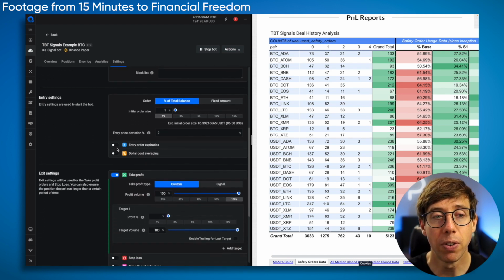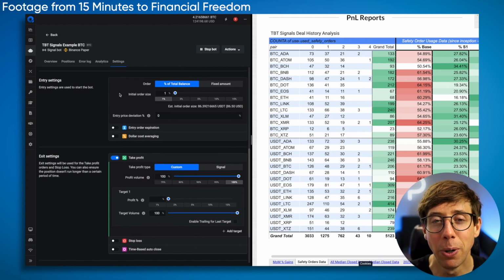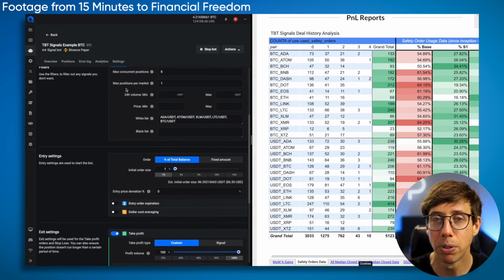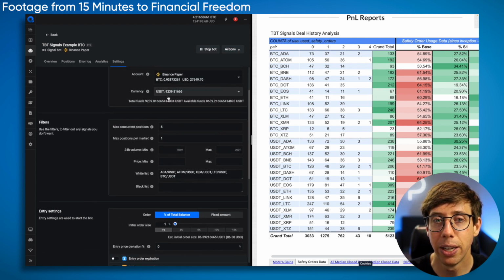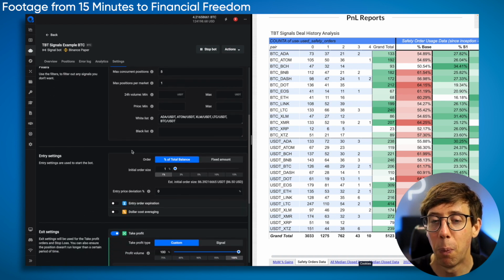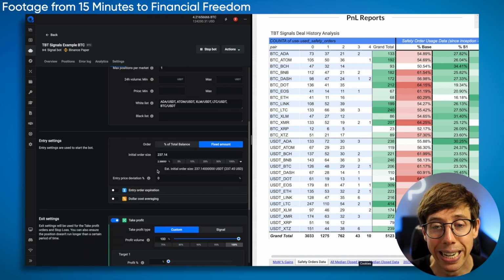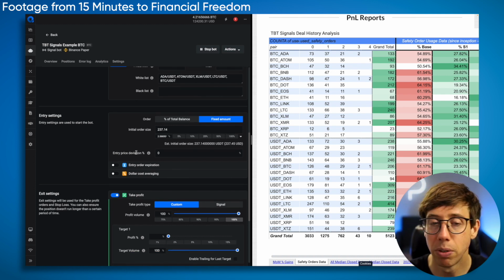Now, here for the entry settings, this is really important. You can set it to a percentage of total balance, which is really interesting. You could actually naturally compound, but it's across your entire account. So that's looking at 1% of all of my USDT that's available. I don't want that. So that's my initial order size. Sometimes it's going to be inflated because of trading fees, but there it is. That's what it is. Entry price deviation, don't touch.